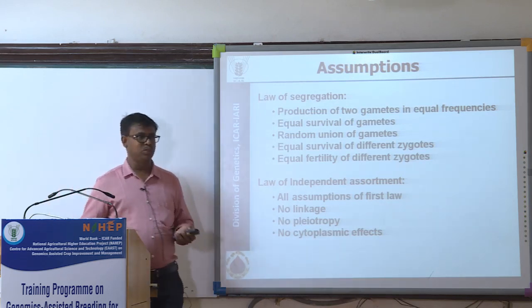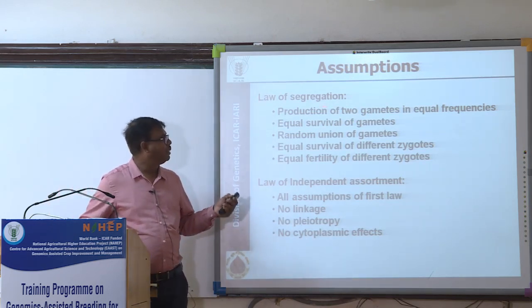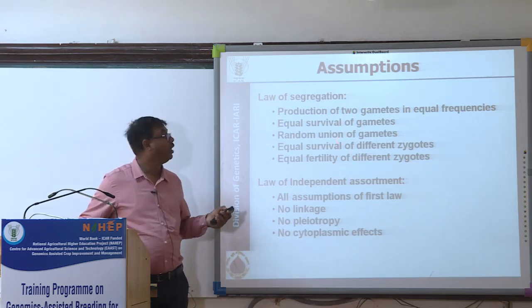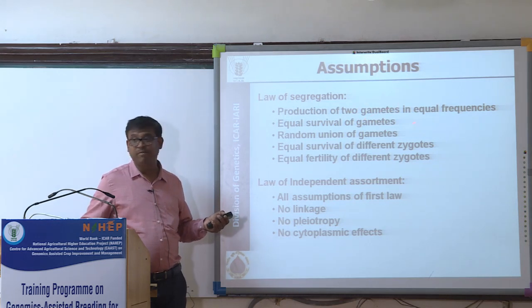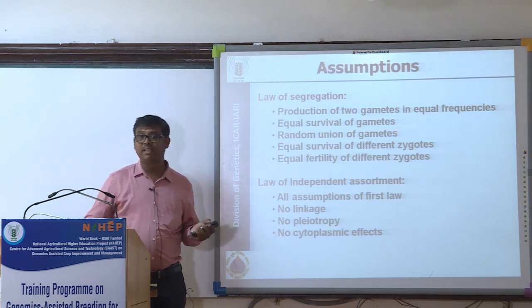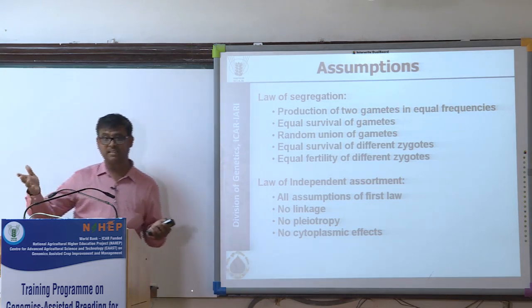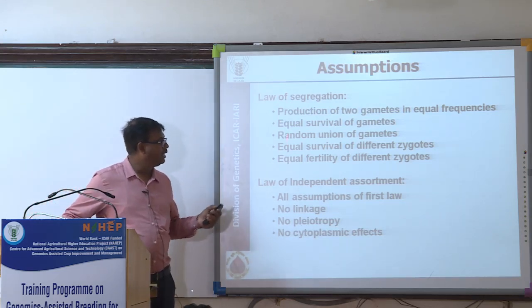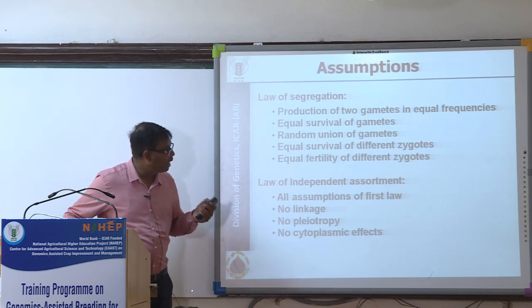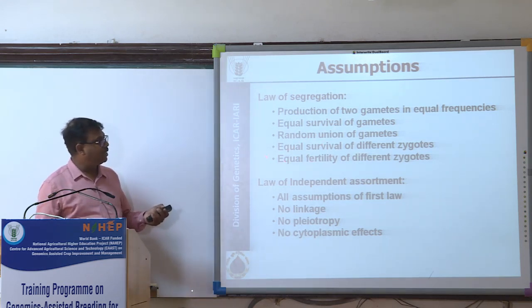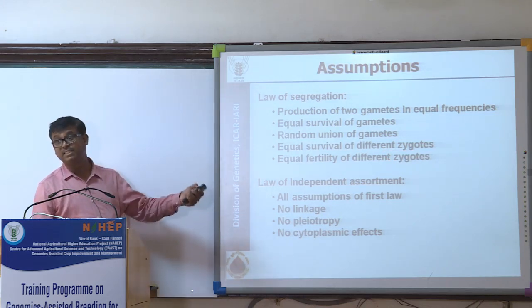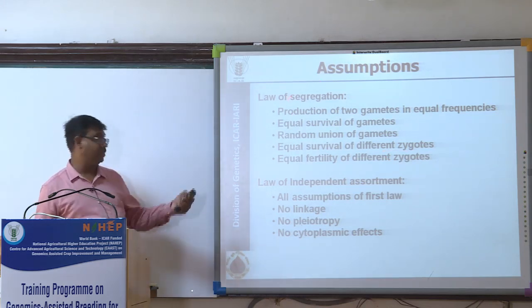Law of assumptions also we all know, but then for Mendel's first law there are 5 major assumptions which are not there in the law, like two gametes will have equal frequencies, right. So, if there is a lethality or something, you will get segregation distortion. Then the gametes should have equal survivability, then there should be random union of gametes, then the zygotes will have equal survivability, and the zygotes should have equal fertility. These are the assumptions of Mendel's first law.